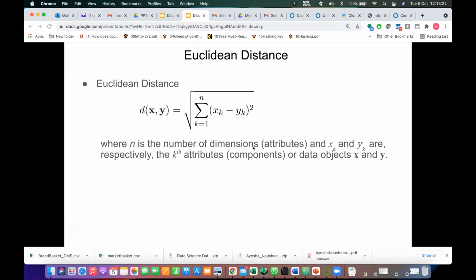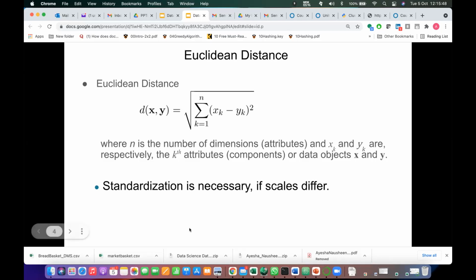Here n is the number of dimensions, and xk and yk are respectively the kth attributes of data objects x and y. I think you remember that if points are given as x1, y1 and x2, y2, the Euclidean distance between them is the square root of (x2 minus x1) whole square plus (y2 minus y1) whole square. That is the formula which you have studied. Same thing here, Euclidean distance.